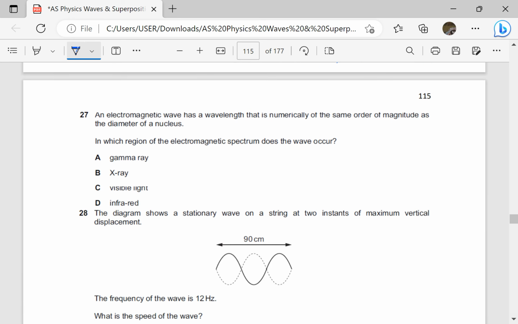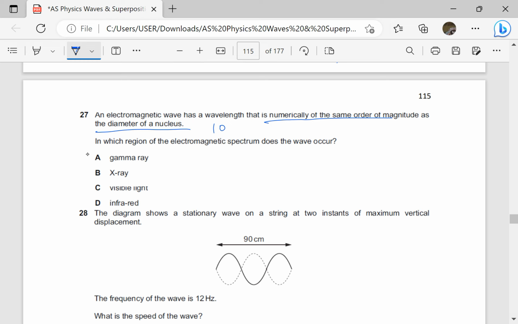The electromagnetic wave has a wavelength that is numerically of the same order of magnitude as the diameter of a nucleus. In which region of the electromagnetic spectrum does the wave occur? It is approximately 10 power, the same order of magnitude as the diameter of a nucleus.